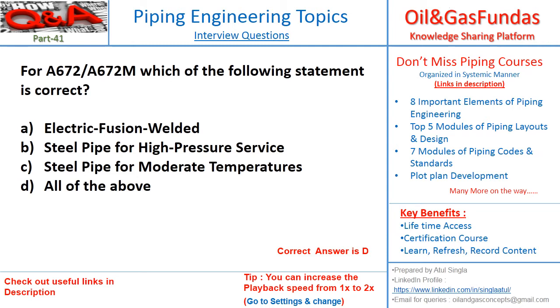A672 is a plate material which is used to make welded pipes. So electric fusion welded is there, high pressure service can be there, and moderate temperatures can be there. So all these three are the characteristics of material standard ASTM A672. So all of the above, the correct answer is D.